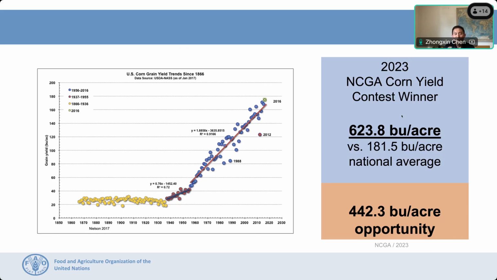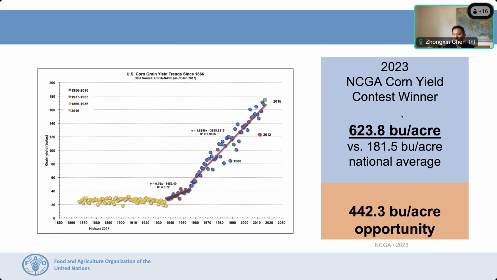So the winners use various methods to optimize the yield, including using the best seeds, fertilizing the right amount at the right time, and optimizing irrigation, pest management, tillage and so on. So the final winner reached a historic record of more than 600 bushels per acre. But in contrast, the national average is just 180. So you can see there's a huge gap there.